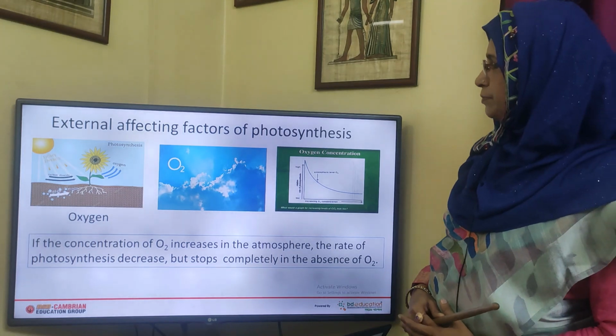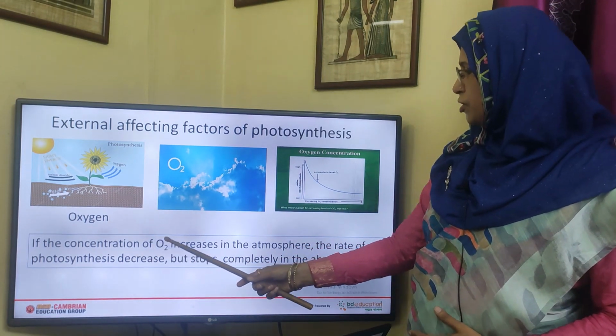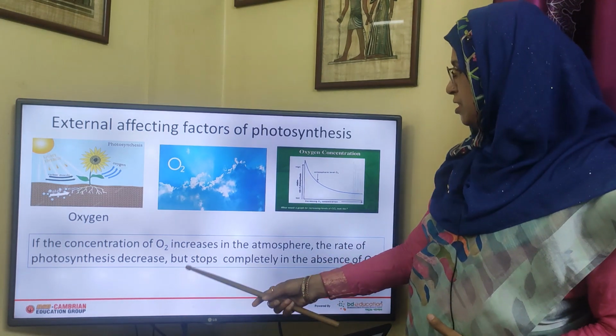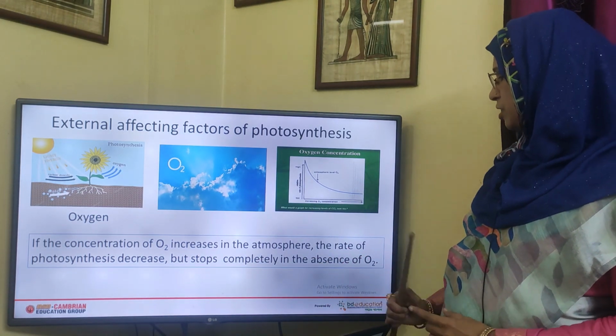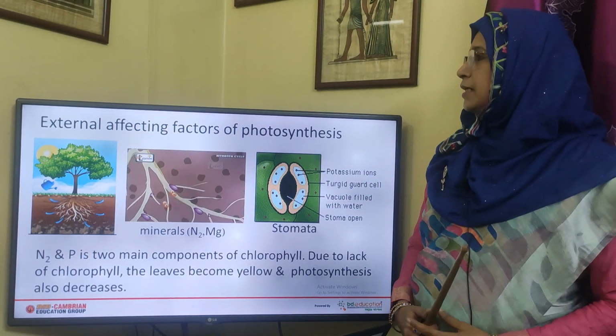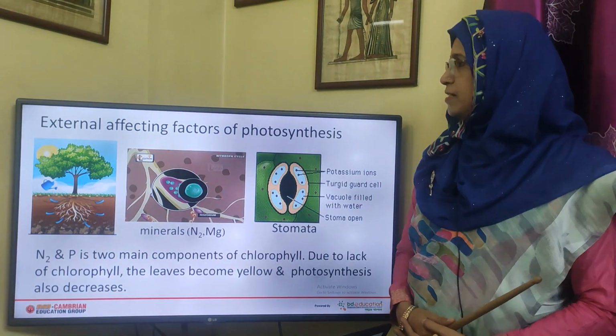Oxygen. If the concentration of oxygen is increased in the atmosphere, the rate of photosynthesis decreases, but it stops completely in the absence of oxygen. So oxygen is also essential.